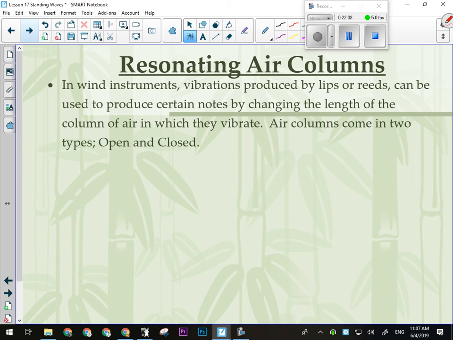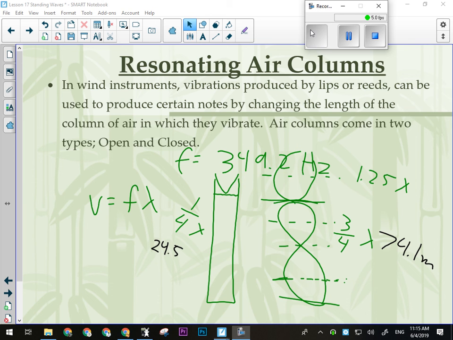All right, so we're going to look at the two types of air columns here: open air columns and closed air columns. Again, we're talking about longitudinal waves inside, but we're going to represent them as transverse so that they're easier to visualize. What I'm going to do here is demo this with this resonance tube that I have. Those are the numbers that we've got.